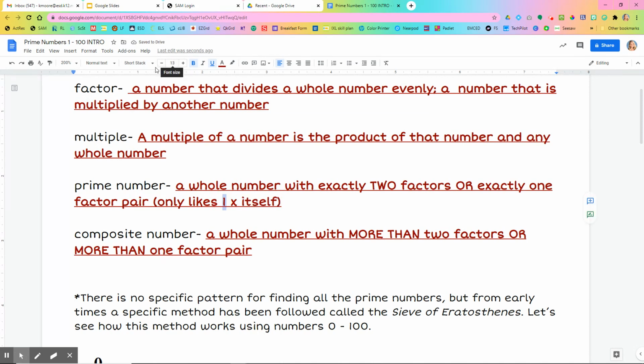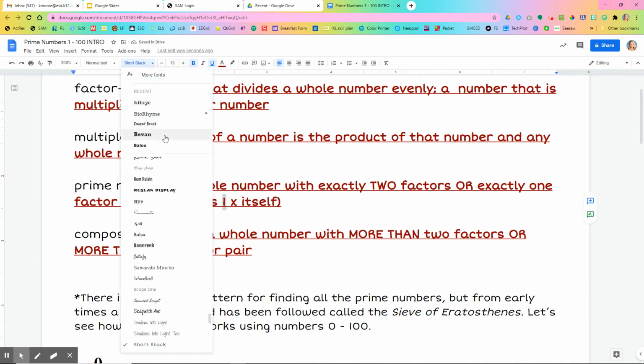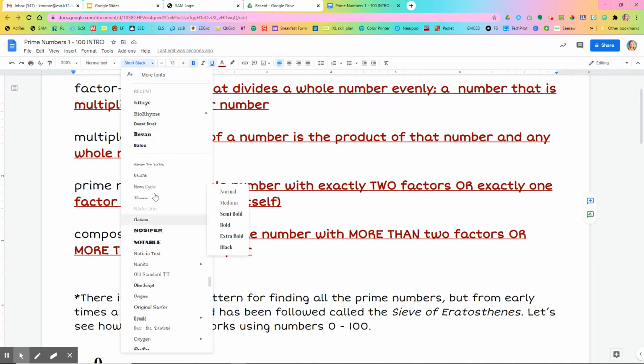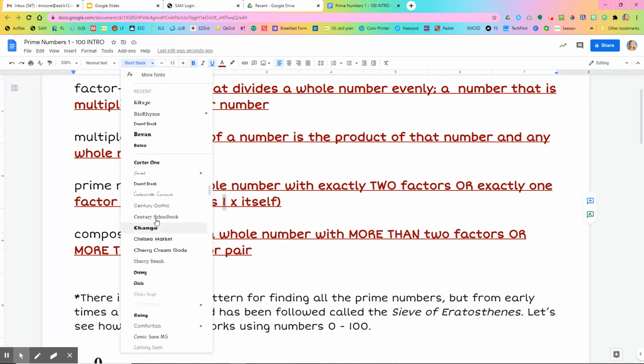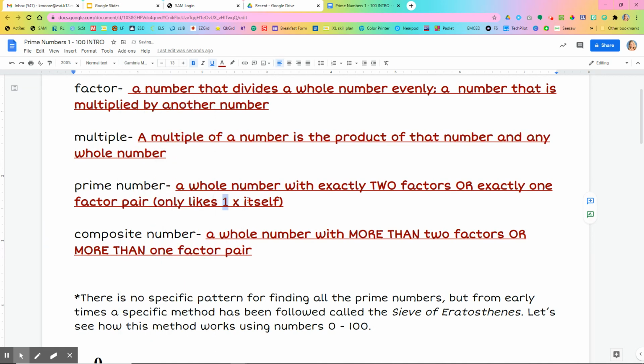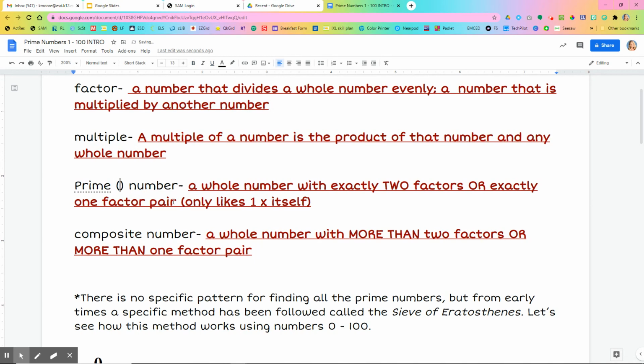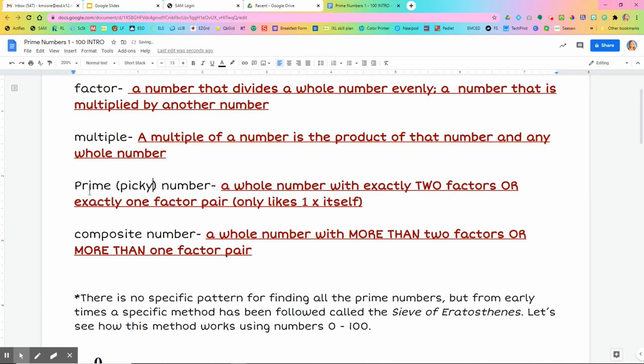Let me make this. So you can tell that's a 1. There we go. All right. Only likes 1 and itself, 1 times itself. Now, a lot of times I like to use this to help me. Prime numbers are picky numbers. They only like 1 and themselves. They only have 1 factor pair, which means they have exactly 2 factors.